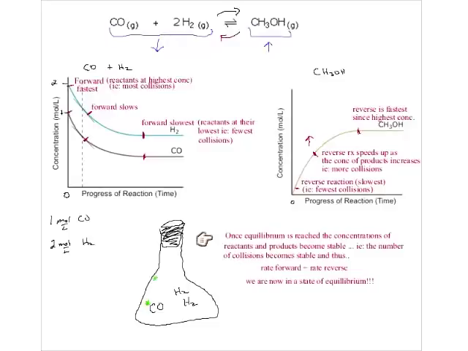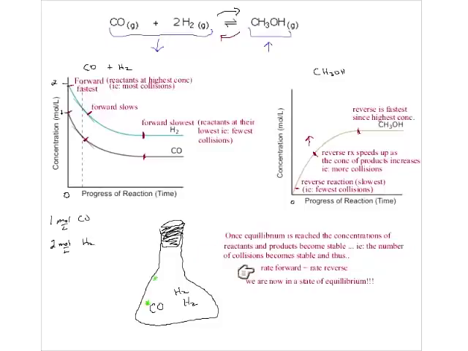So once the equilibrium is reached, the concentration of the reactants and products becomes stable. We know that because we won't see any color changes. We won't see any changes in pressure. There's no changes in temperature. Everything becomes constant and stable. All right, so the number of collisions becomes stable.